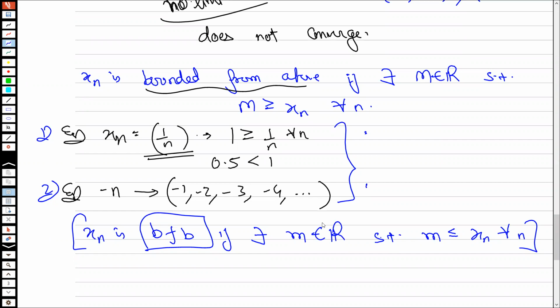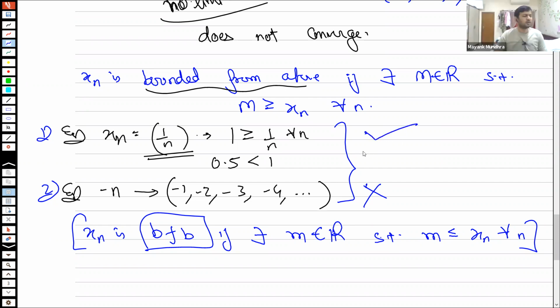Sir, sequence 2 is bounded, not bounded below, because it goes on -5, -6, and so on. Yeah. And sequence 1 is, yes sir, bounded below because it doesn't go below 0 actually. It never goes to negative territory.